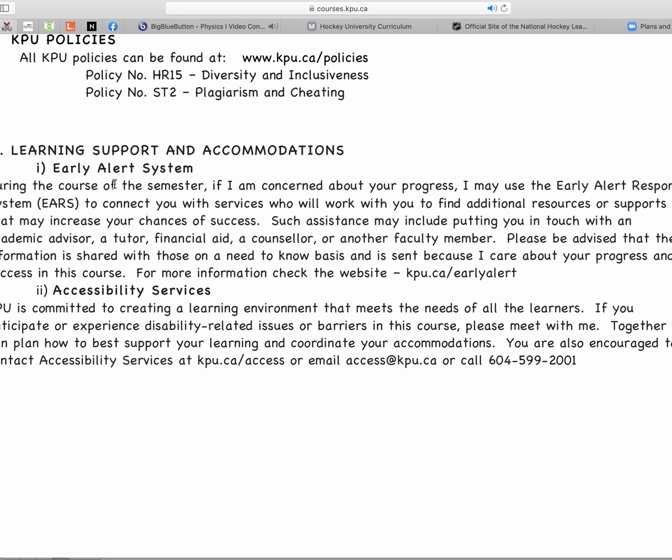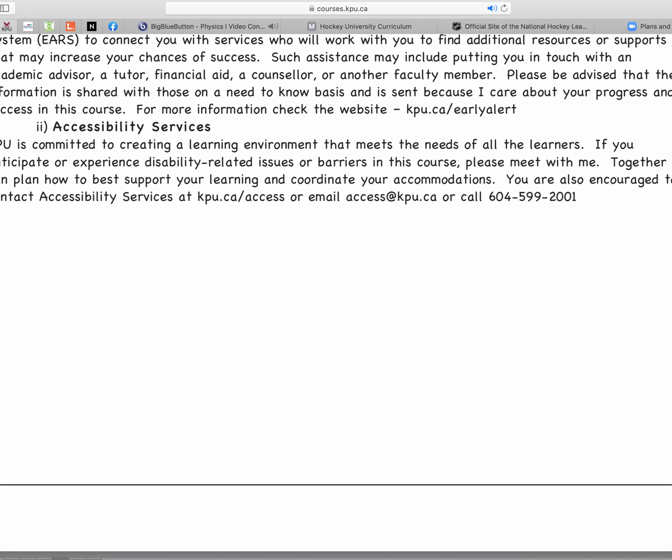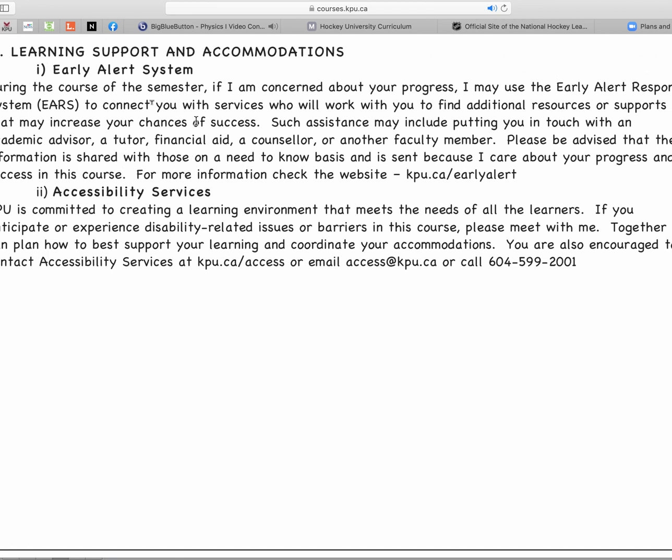activate, rather, all the resources that we have here for student support, because everybody wants you to be successful. And that's what that's about. So with your permission, if I notice something that is concerning me about how you're doing in the course, I may activate that system just to support you.